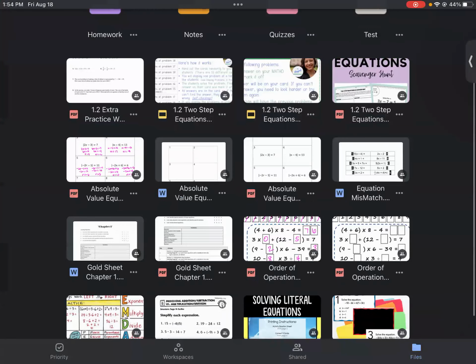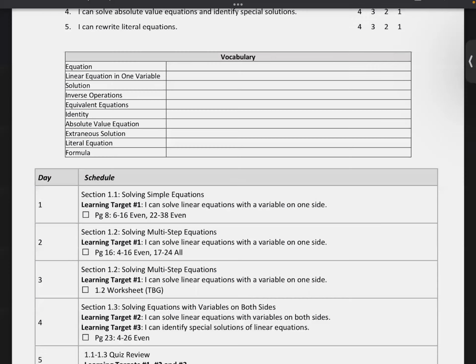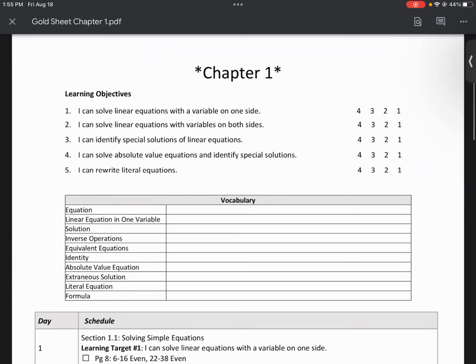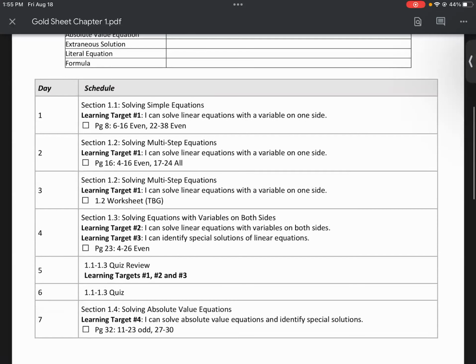If we look at the gold sheet, here are the things that you're going to be able to do by the time we get to our chapter test. It'll also tell you which ones we're working on each day. So today I can solve a linear equation with a variable on one side. That's what we're going to do today. That's what we're going to do on Friday or on Monday. But today is day one. You can see what we're learning. There's a little checkbox. This is your homework.